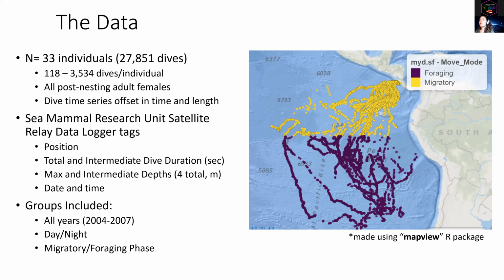And these are the type of tags that we use. These are satellite tags. These tags record position, latitude and longitude, as well as total and intermediate dive duration. With the pressure sensor on the tags, it's recording essentially 4 intermediate points whenever they dive, and those intermediate points have a timestamp as well as a depth stamp. So you can get a maximum dive depth and you can get intermediate dive depths, and the intermediate dive depths do actually include the maximum dive depth. So 4 depths total, and then there's a surface time and an end time.